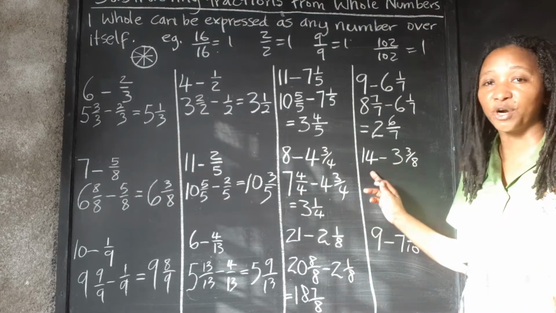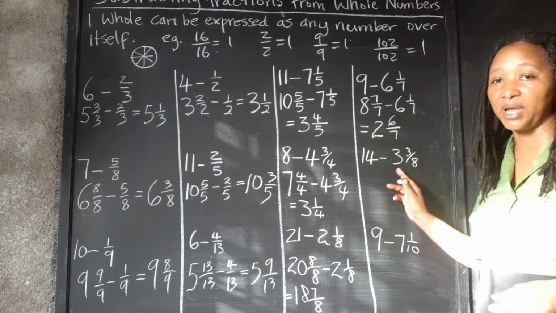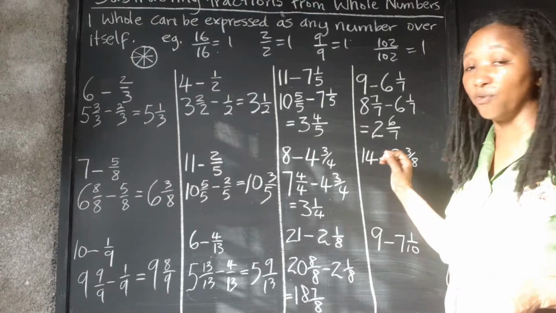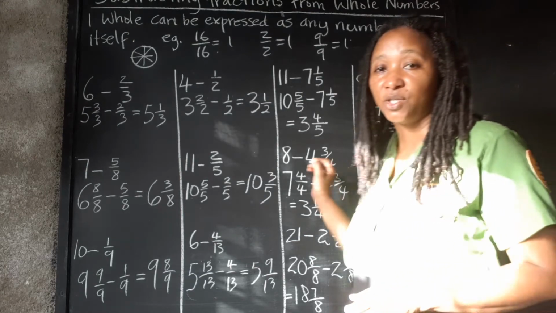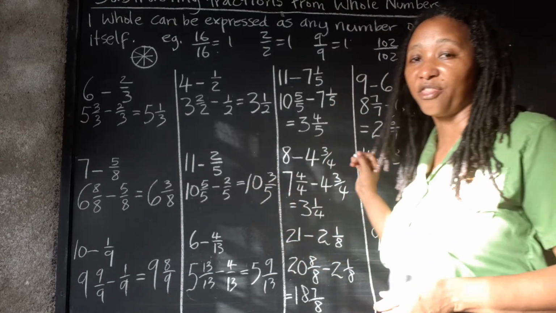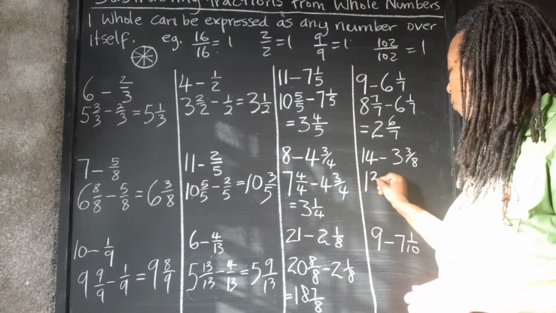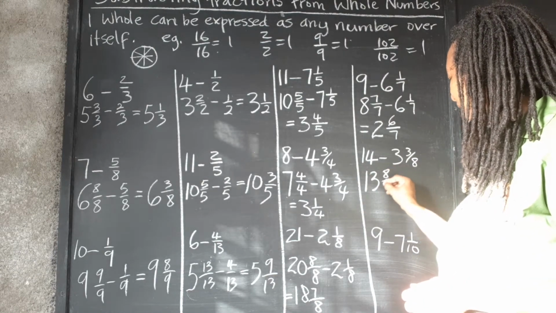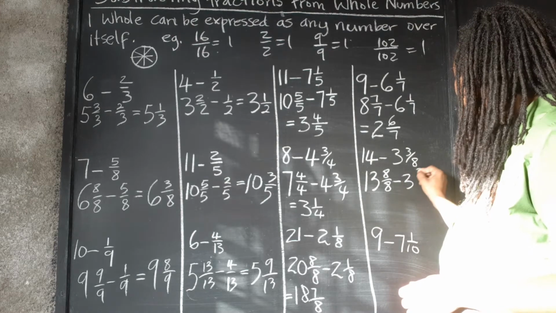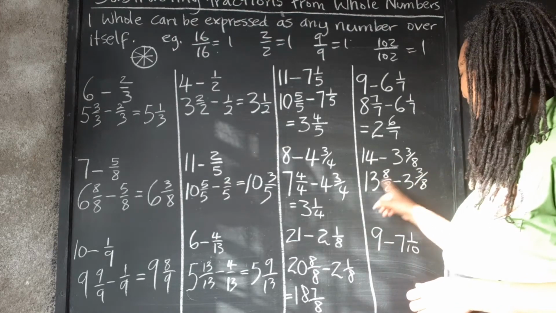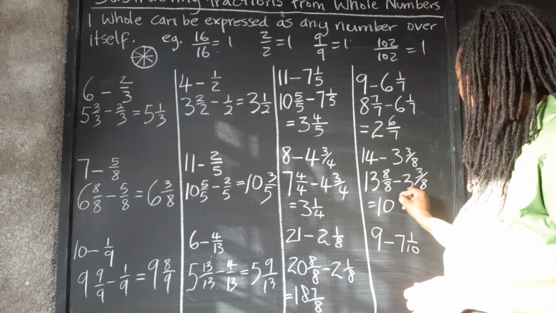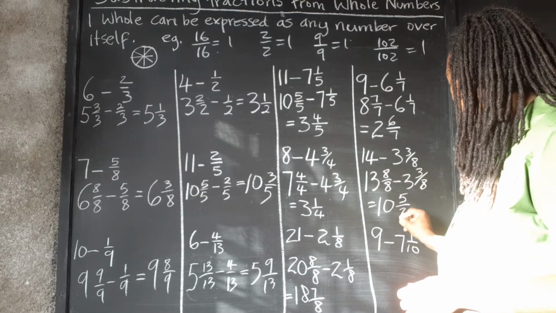Alright, so we have 14 take away 3 and 3/8. We're going to remove one whole from the 14, so we're going to be left with 13. The one whole that we took, we're going to rewrite it as 8 over itself, and now we can subtract. 13 take away 3, that gives 10. 8 take away 3 gives 5, and we put it back over 8.